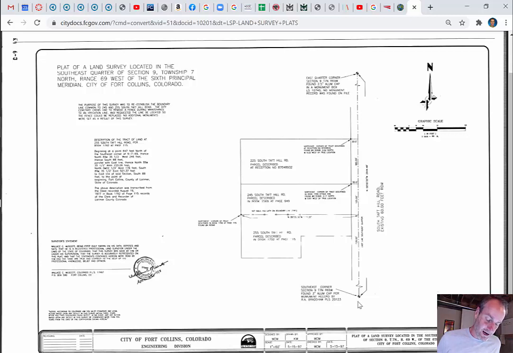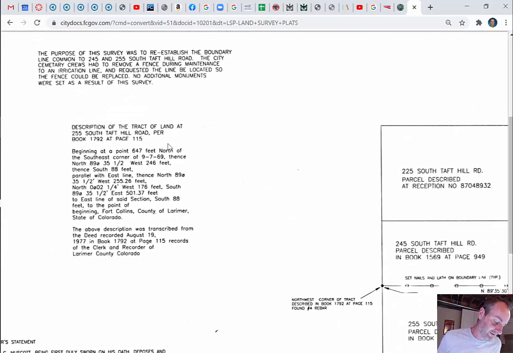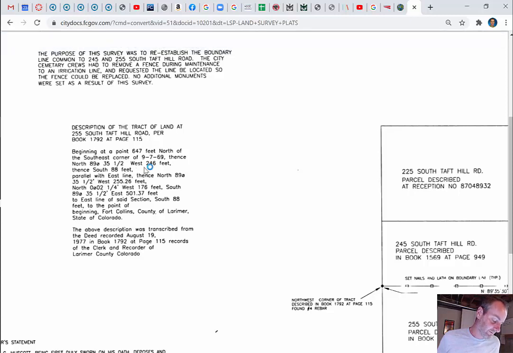Also notice you do have some other descriptors that might look a little familiar, where we're saying beginning at a point 647 feet north in the southeast corner, so that would be our point of beginning, right? Then we move north at 89 degrees, 35.5 minutes, and west 246 feet. So we have a direction, and we have a distance. So now we're talking about metes and bounds. That's kind of cool.